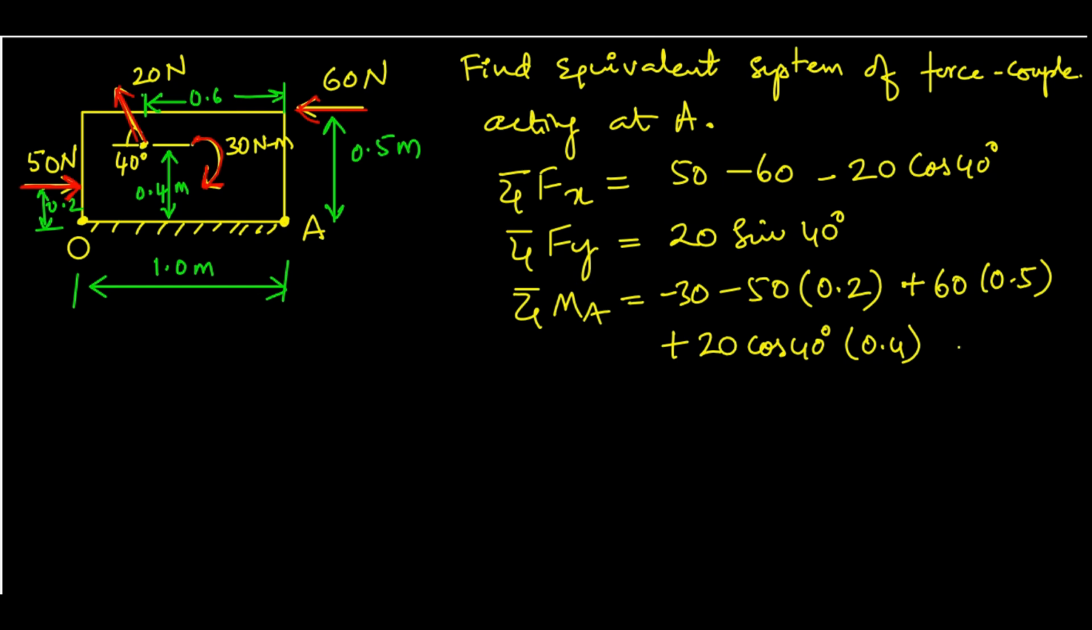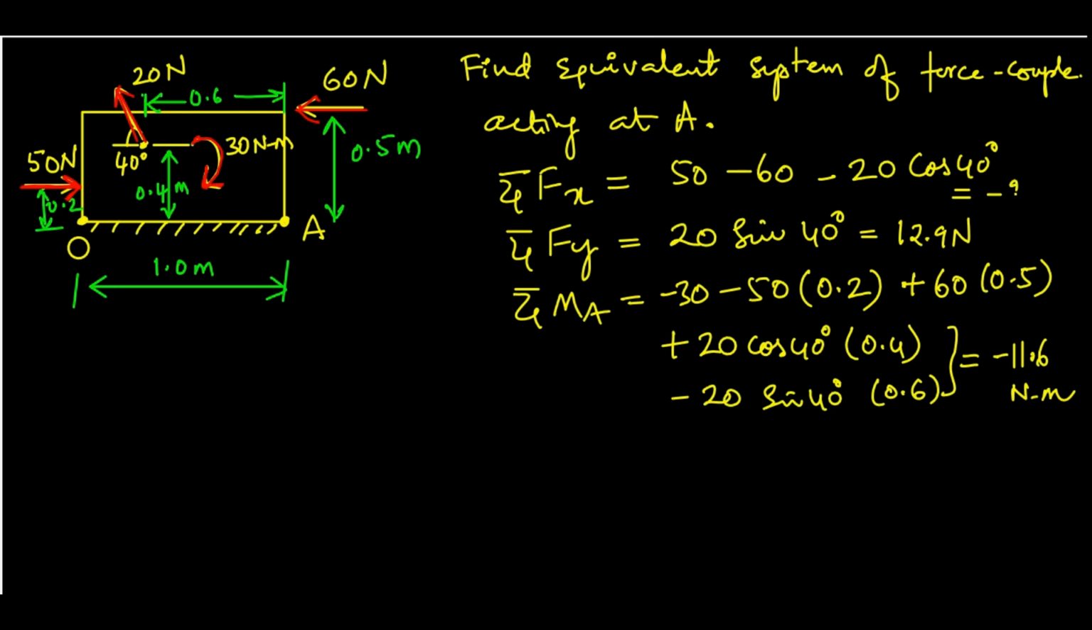minus 20 sin 40 degree times 0.6. So this will end up being minus 11.6 Newton meter. This is 12.9 Newton and this is minus 25.3 Newton. Okay.